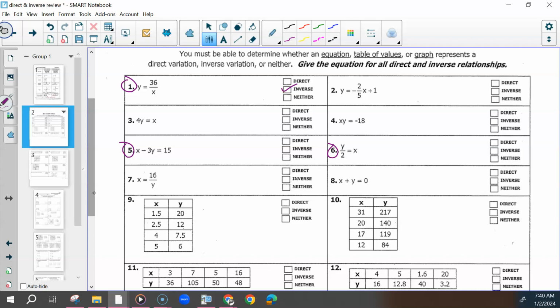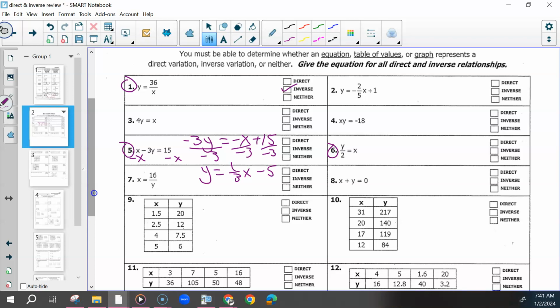So for number 5, this should be linear because it's in standard form. So when you solve it, it'll get you your y equals mx plus b. Most of these will be neither, because the y-intercept isn't 0. But solve for it just in case. Subtract x on both sides, and divide everything by -3. So we have y equals positive 1/3 x minus 5.